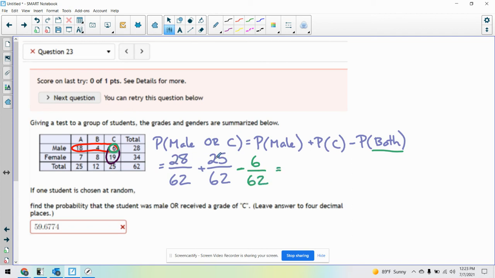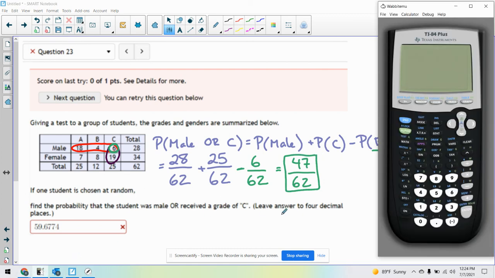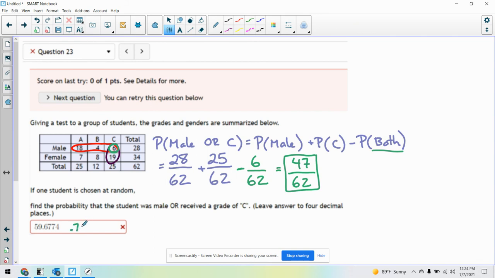So this is going to be 28 plus 25 is 53, minus 6 is 47 out of 62. Four decimal places: 47 divided by 62 is 0.7581. Okay.